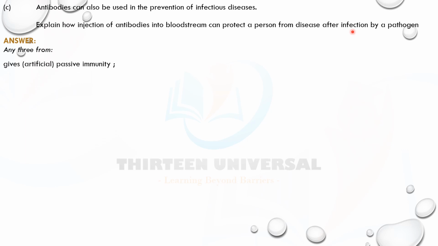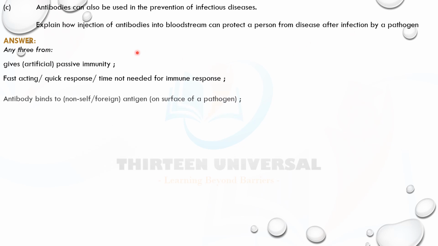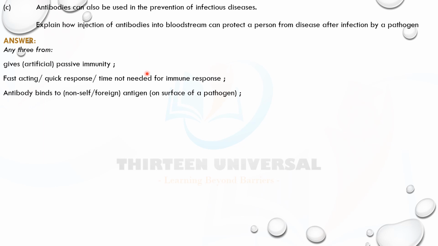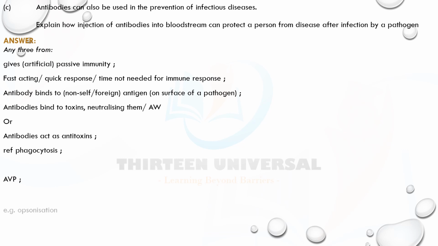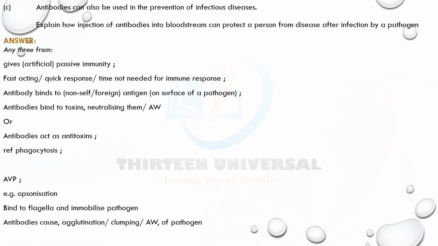So that's called artificial passive immunity. That's the name. They're very fast, with an immediate, quick response time. The antibody binds to the pathogen, and when it binds to it, it starts the work. It binds to toxins, neutralizing them. All antibodies can act as antitoxins. That's it. So, opsonization for phagocytosis, binding to flagella and immobilizing pathogens. Antibodies cause agglutination, clumping them up.